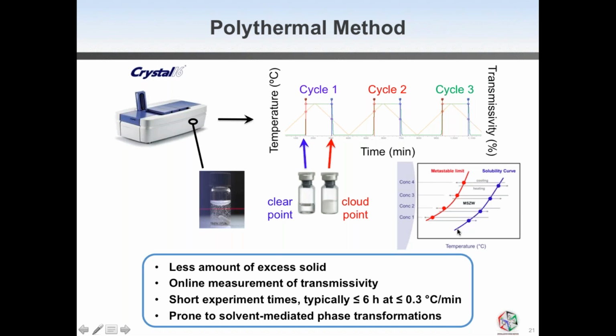The system also allows us to control the cooling profile to observe the nucleation. Repeating this measurement over several concentrations allows us to determine the metastable limit and thus define the metastable zone width for the system. These measurements are relatively fast. For example, a run at 0.3 degrees per minute from 5 to 60 degrees would typically last about 6 hours. Similarly to the isothermal method, the polythermal method is also prone to solvent-mediated phase transformations.